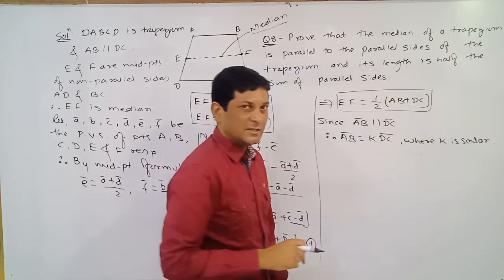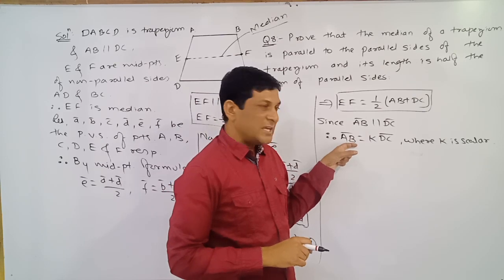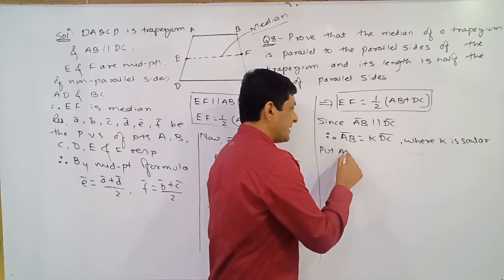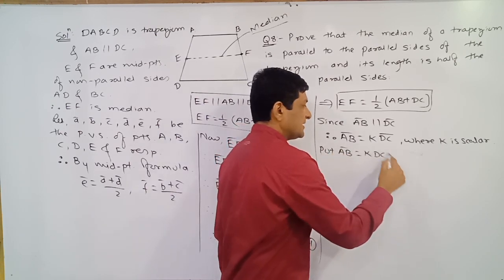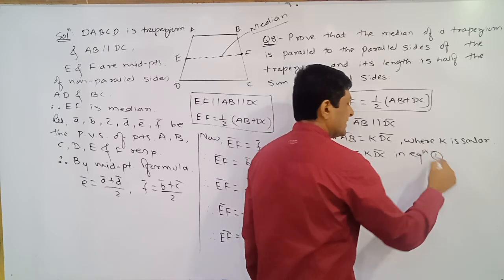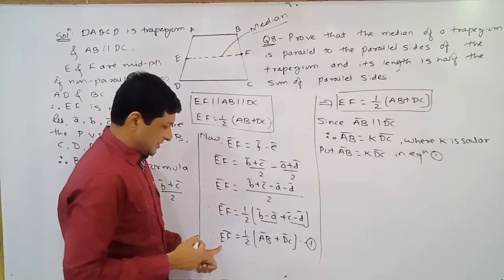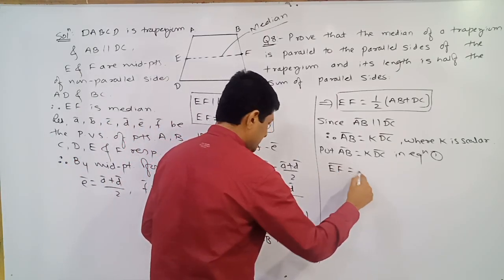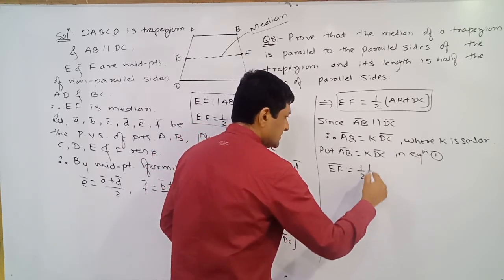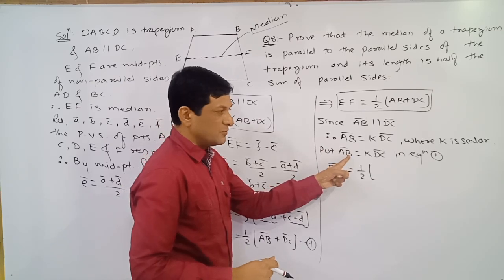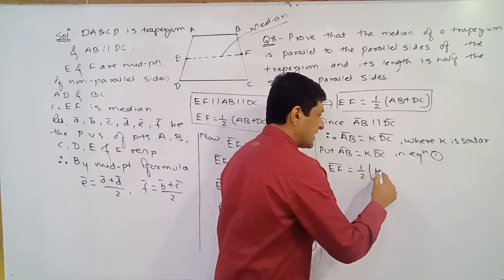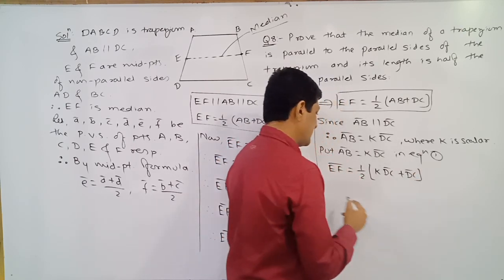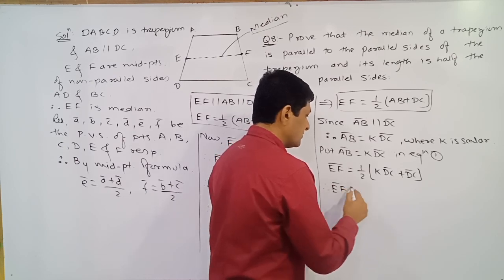Now we are substituting the value of AB bar equal to K times DC bar in equation number first. Let us see what we'll get. This is our equation number first. Keep the left hand side EF bar as it is. On this side, half also keep it as it is. Just this AB bar can be replaced by its new value. What is the value of AB bar? K times DC bar. K times DC bar plus DC bar as it is. So therefore EF bar will be equal to half, keep it as it is.